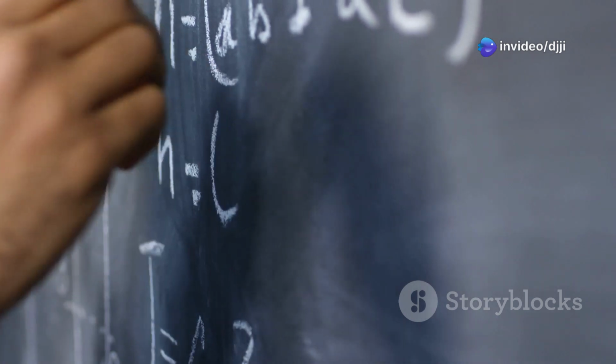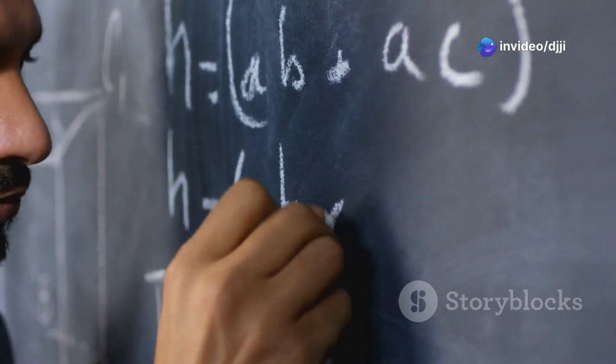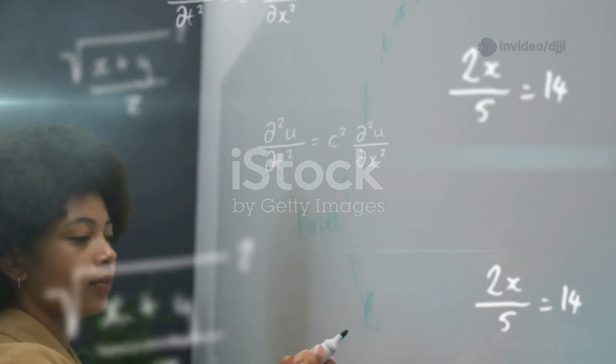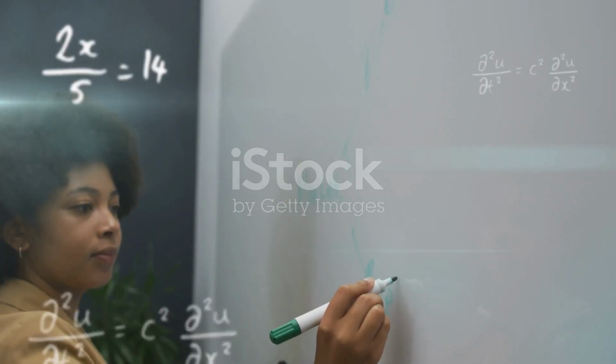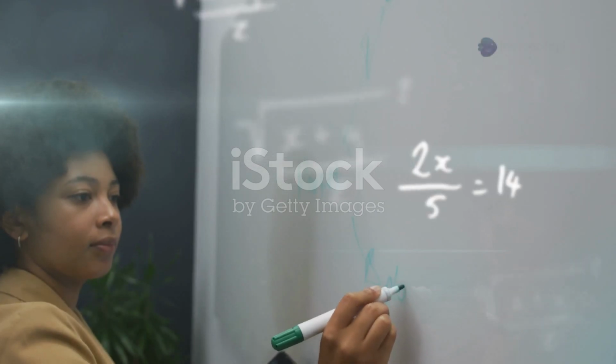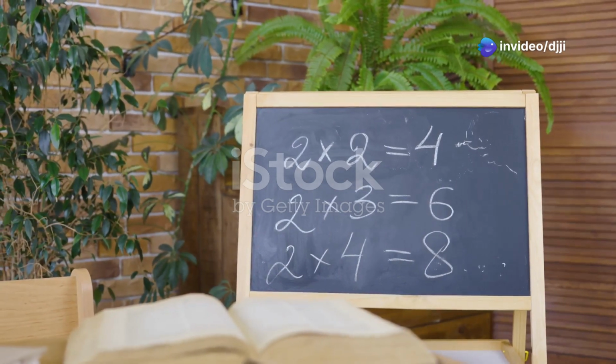Example, let's multiply the monomial 2x squared by the polynomial 3x squared plus 5x minus 2. First, distribute: 2x(3x squared), 2x(5x), 2x(negative 2). To multiply polynomials, we multiply the coefficients and add the exponents.